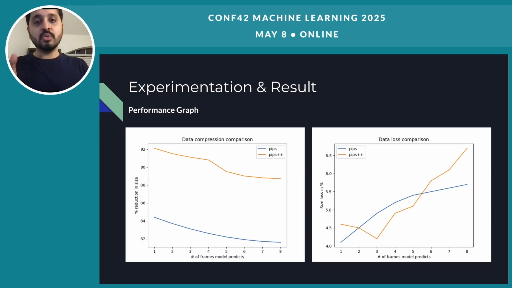The way the algorithm works to reduce the redundant pixels, it also does the wrong thing, because it ends up with a lot of data losses. Because of that, the compression percentage is pretty high when we use more frames, but the loss is also high. In the right-hand side graph, you can see the loss going pretty high when we increase the prediction to 8 frames at a time. If we use one frame, the loss is very low, close to 4%. Whereas using 8 frames with PIPs++, it's around 7% data loss, which is pretty high. Eventually, you can see that the quality will not be very good.